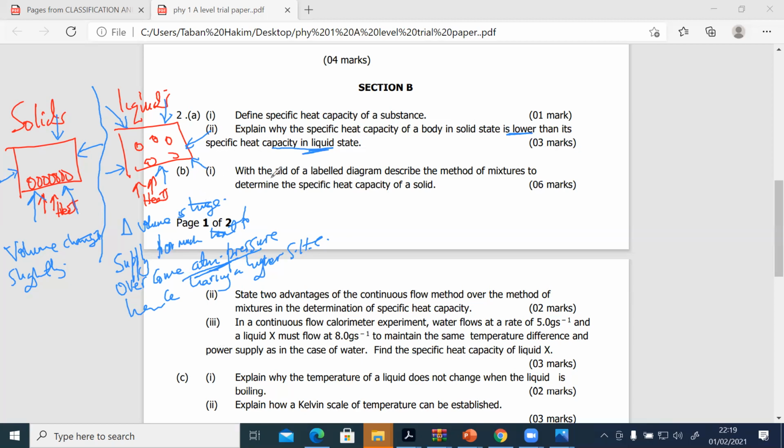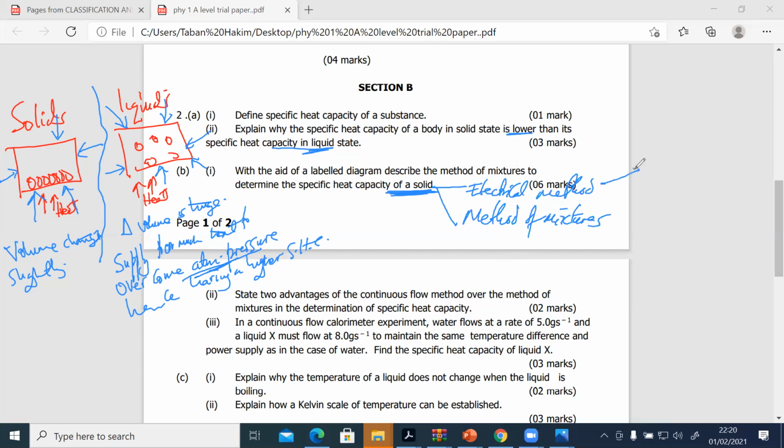Then part B was saying that with the aid of a labelled diagram, describe the method of mixtures to determine the specific heat capacity of a solid. Now, this question here can be answered in two ways. If they mention a solid, here you have a choice, okay? You can either use the electrical method or you can use the method of mixtures.